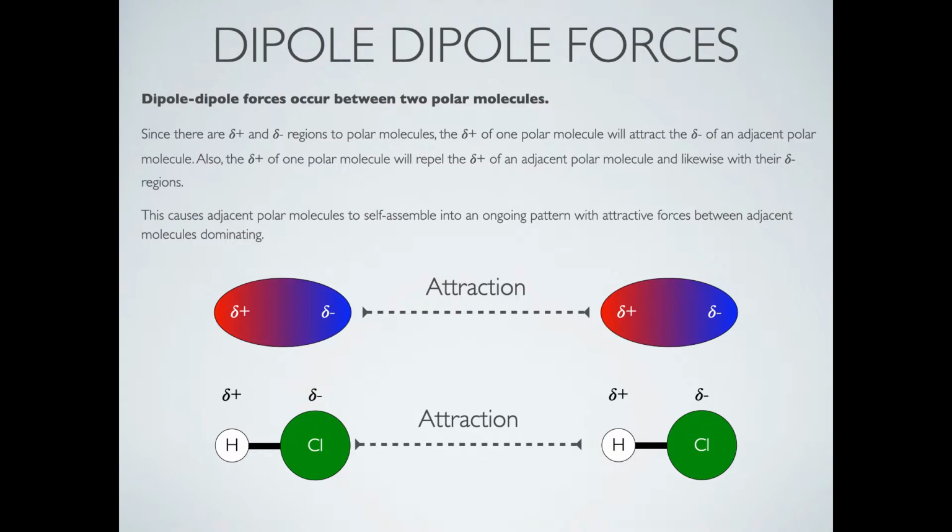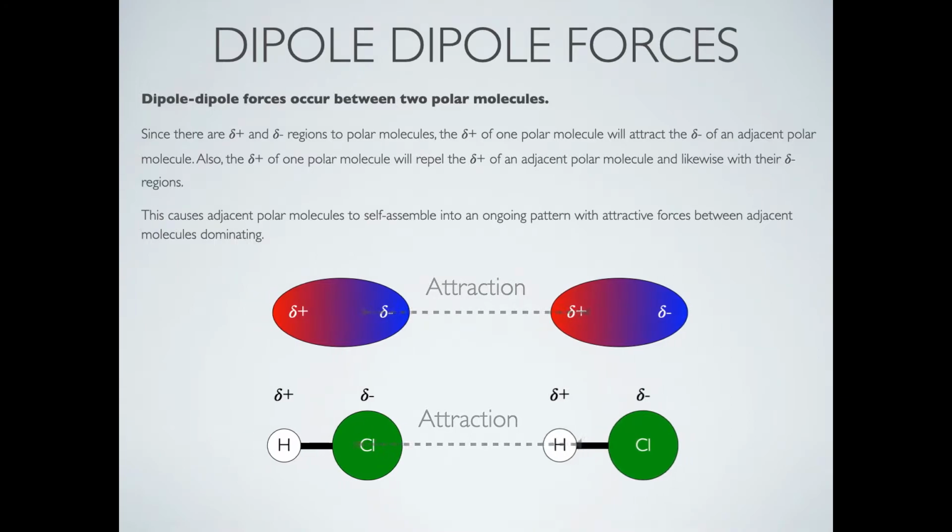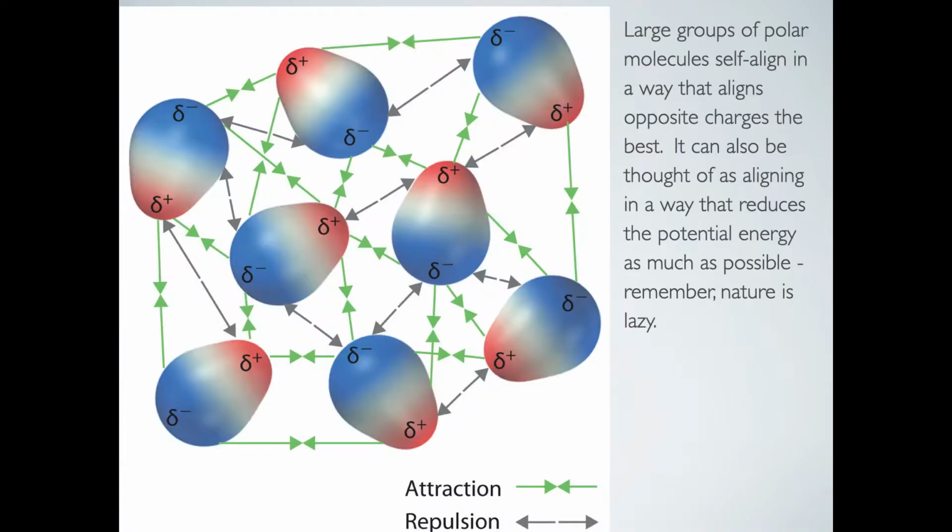And then I've got an actual example of hydrogen chloride down the bottom there. And there's attraction between the chloride of one and the hydrogen of another because the chloride hogs all the electrons. So the chloride on one is a partial negative and the partial positive on another will attract each other. And let's see what they do. They attract each other and become closer.